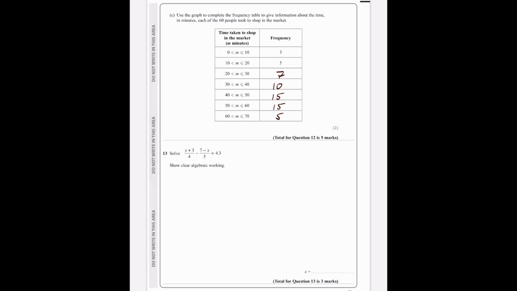Okay, question 13. Multiple correct starts. I'm going to create a common denominator. Multiply the first fraction, the top and bottom, by 5, and for the second one, the top and bottom by 4. Common denominator of 20. And then I'm going to carry out the subtraction. Just be careful with your minuses here. You've got 5x, subtract negative 4x will come out as 9x. 15, subtract 28 is negative 13.